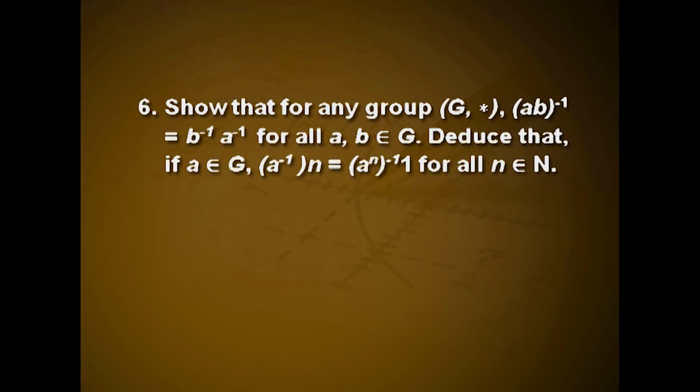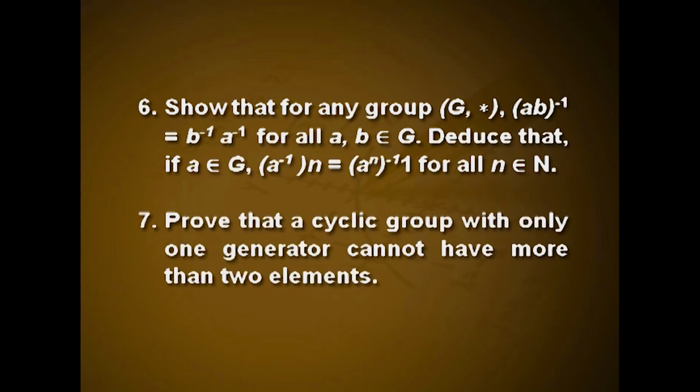Next problem. Show that for any group (G, star), (ab) whole inverse is equal to b inverse a inverse for all a, b element of G. Deduce that if a is an element of G, then a inverse raised to n is equal to a raised to n the whole inverse, for all n in N. Next problem. Prove that a cyclic group with only one generator cannot have more than 2 elements.